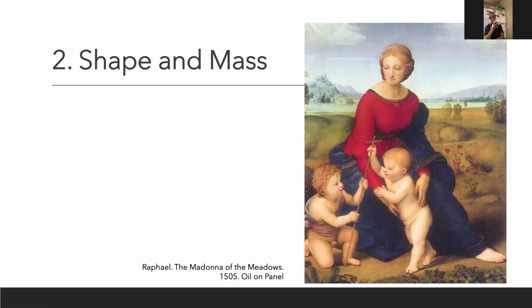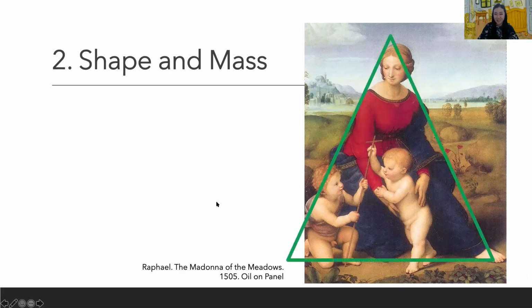Maybe a triangle? Oh, yes. There we go. Yes, it's a triangle. So this painting has the implied shape. So let's move on.